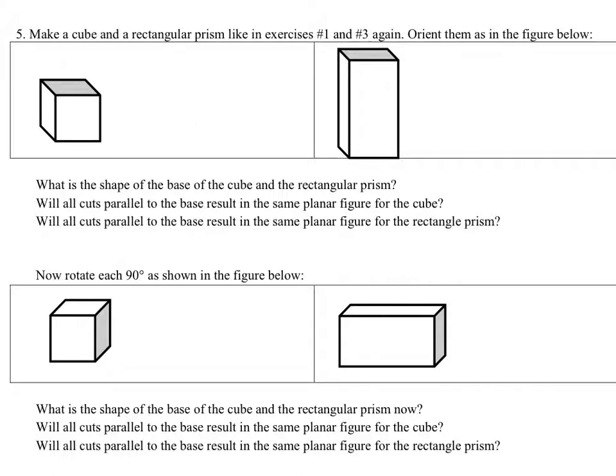Make a cube and rectangular prism. We have those. What is the shape of the base of the cube and the rectangular prism? Will all cuts parallel to the base result in the same planar figure for the cube? Yes. Will all cuts parallel to the base result in the same planar figure for the rectangular prism? Yes.